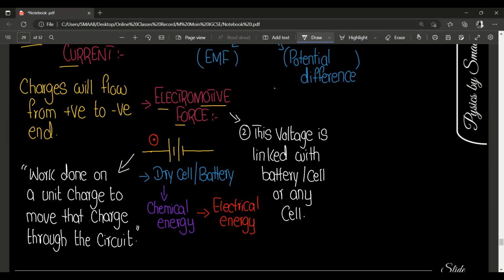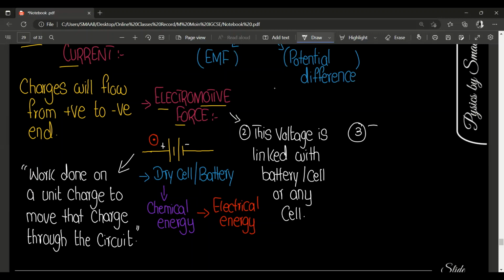So this is the voltage. Yes, potential difference is also a voltage, but the concepts are different, right? Because in this condition, we only discuss the battery and the cell. We don't connect this battery throughout the whole circuit, and we don't discuss the whole circuit. We are just discussing a dry cell or a battery.